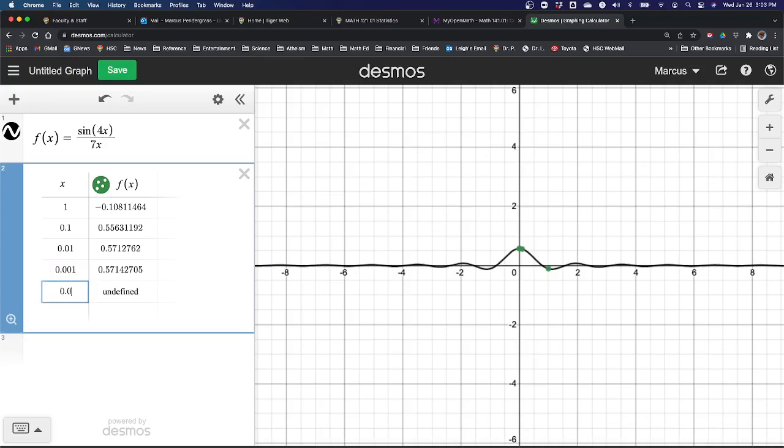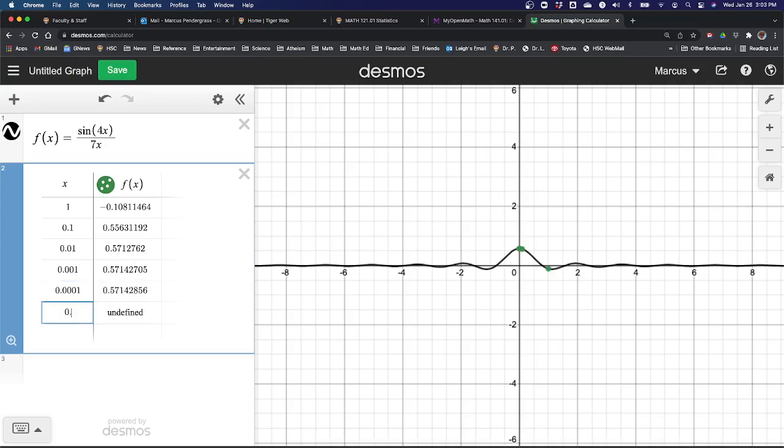So 0.0001 gives me 0.57142856. So it actually looks like I do have it now to 4 decimal places. The 0.5714 looks like it's staying constant, right? We could try one more, a notch closer.